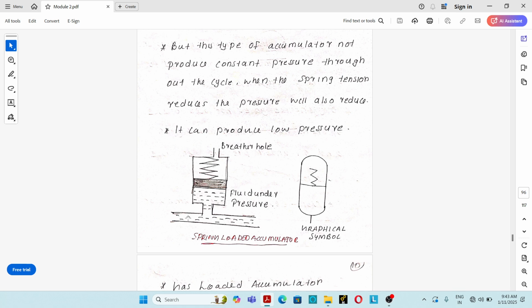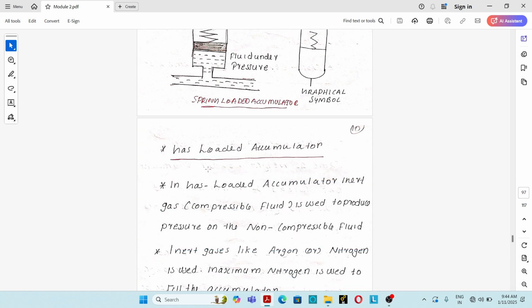The highly pressurized hydraulic oil flows into the cylinder and exerts a pressure over the piston. The piston moves upward and the spring compresses. So the energy is stored by compressing the spring, and that can be utilized later, whenever required by the hydraulic actuator. This is the graphical symbol of the spring loaded type accumulator.